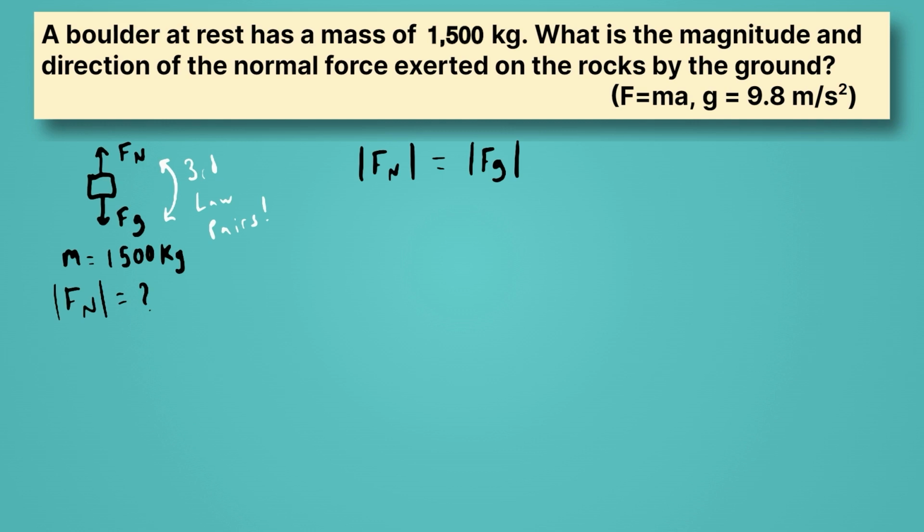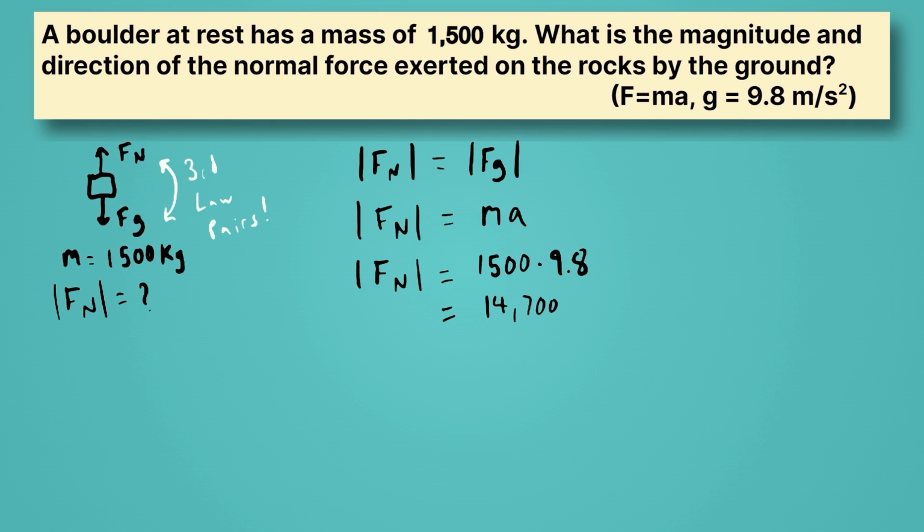Okay, now let's go ahead and start to substitute in some of our knowns. Well, the force of gravity we can solve for with mass times acceleration. So what we're going to do is say that our force normal is equal to mass times acceleration. And we now know our mass, that's 1,500 kilograms, and we know our acceleration due to gravity is 9.8. When we solve for this in our calculator, we'll get 14,700. Now, we need to make sure we round for sig figs, and here we have 2 sig figs in our mass and 2 sig figs in our acceleration.